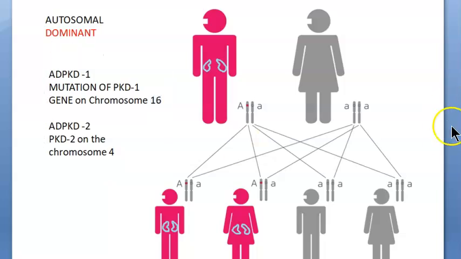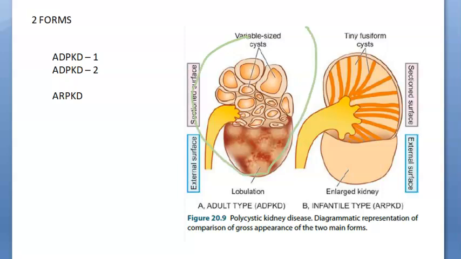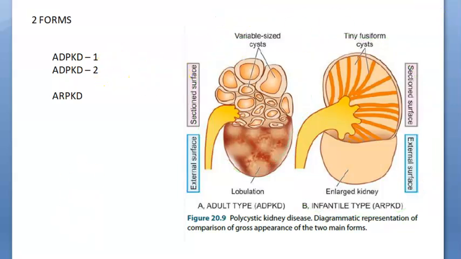Okay. So guys, this disease has many forms. Two forms mainly you remember. The adult one here, you can see there are many cysts. This is the adult dominant polycystic kidney disease. This is the dominant condition. There is one more condition which is the infantile type. Infantile type is actually recessive. Here we will focus on the adult dominant polycystic kidney disease.